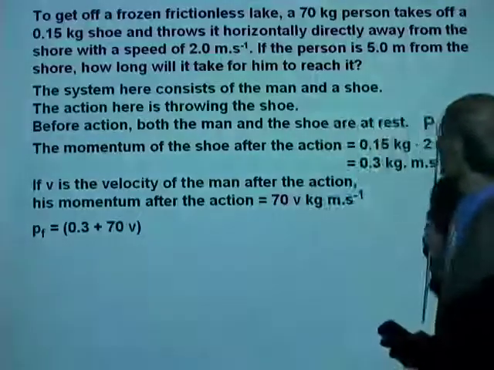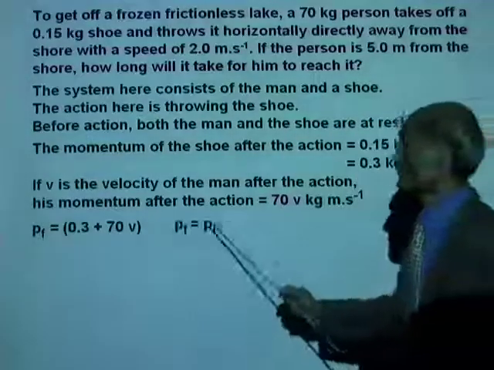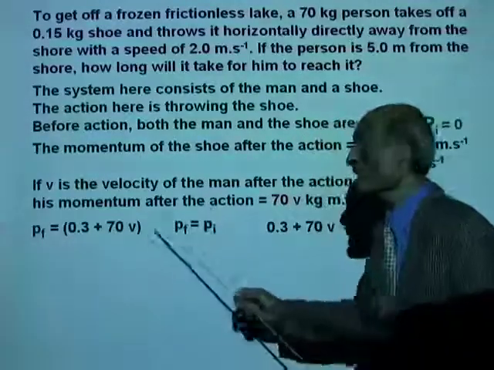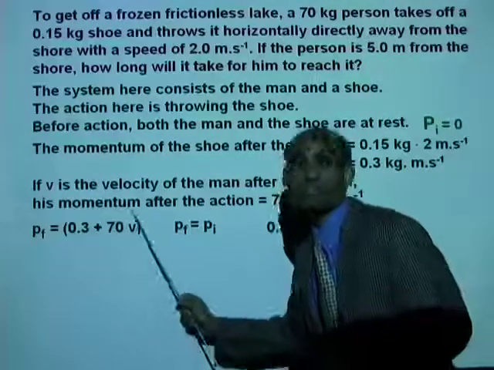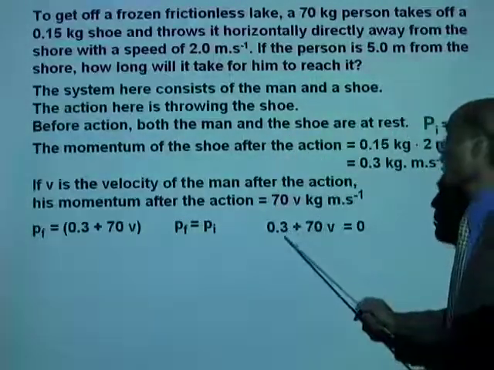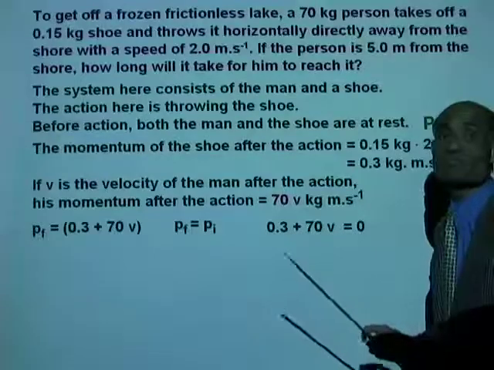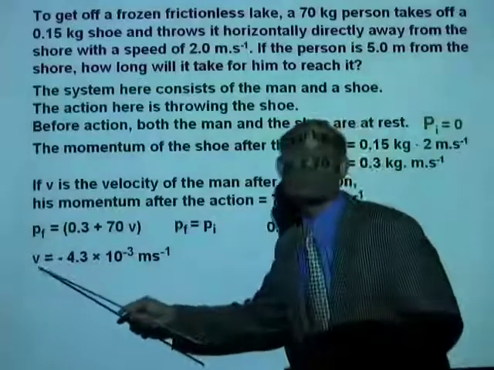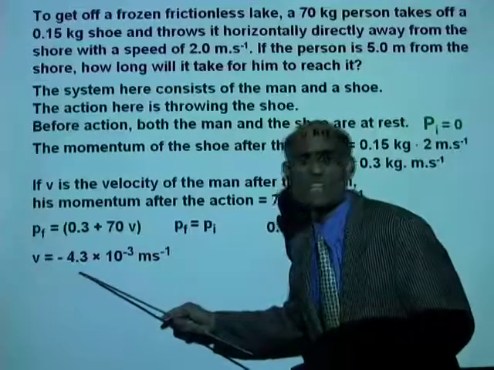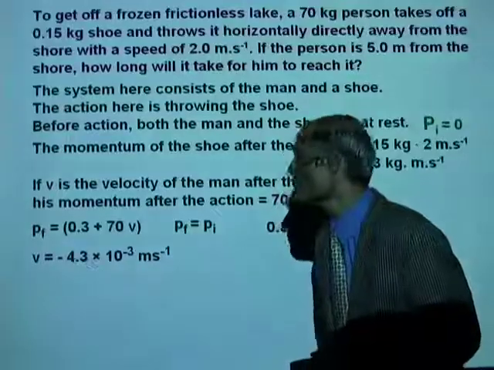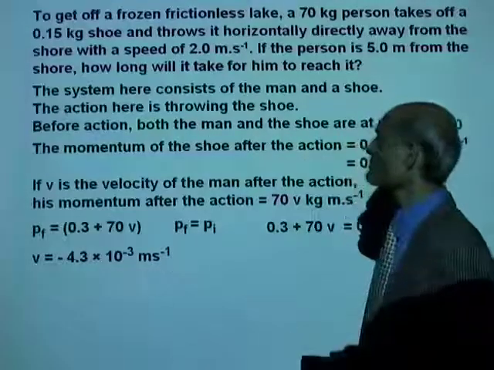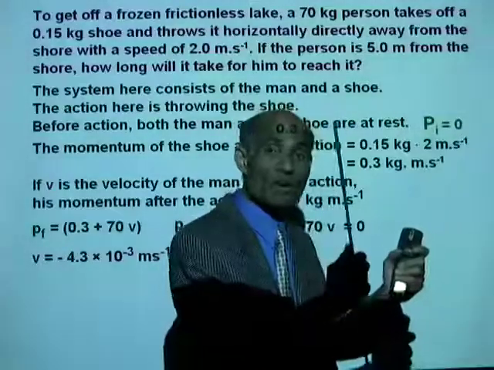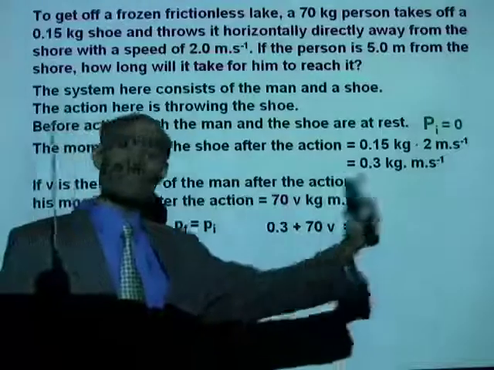What is the total initial momentum? 0. Therefore, initial momentum must be equal to the final momentum. That means this quantity must be 0. We have 0.3 plus 70 V equal to 0, and what does that give you? We get the velocity of the man, a pathetically low value, negative 4.3 times 10 to the negative 3 meter per second. What does the negative sign tell you? That the velocity of the man is opposite to the velocity of the shoe.